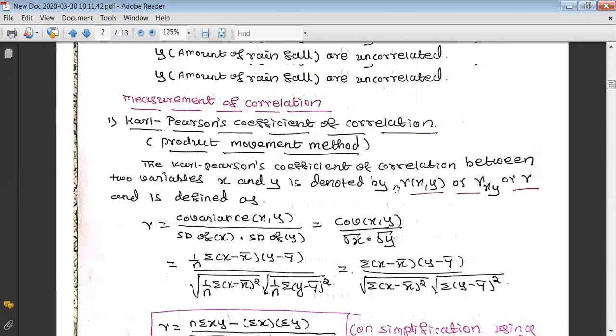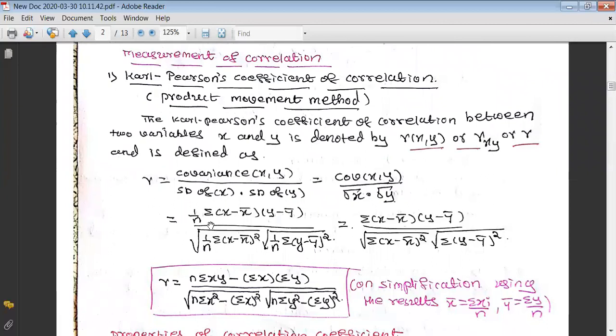And the covariance between X and Y is defined as 1 upon n into summation x minus x bar into y minus y bar. And the standard deviation of x, we already know from the basic concepts, is written as square root of 1 upon n summation x minus x bar whole square. And the standard deviation of y is square root of 1 upon n into summation y minus y bar whole square. And if you take 1 by n common, it gives you one.